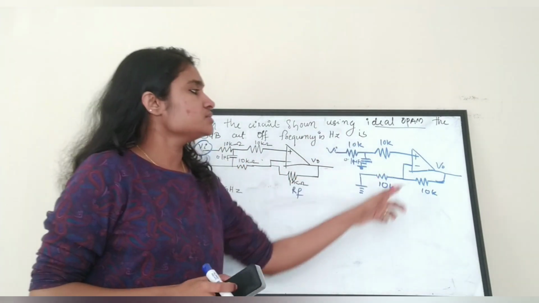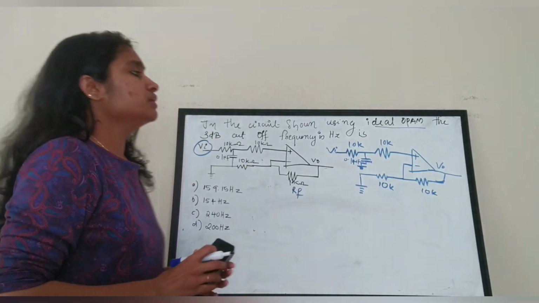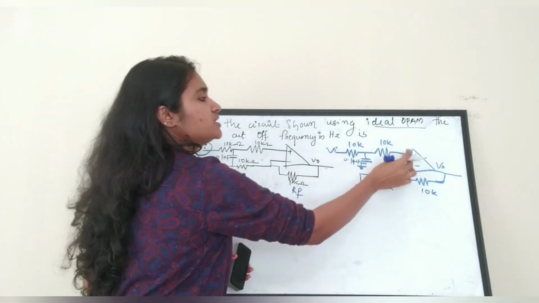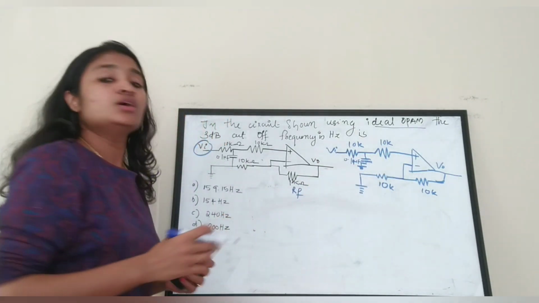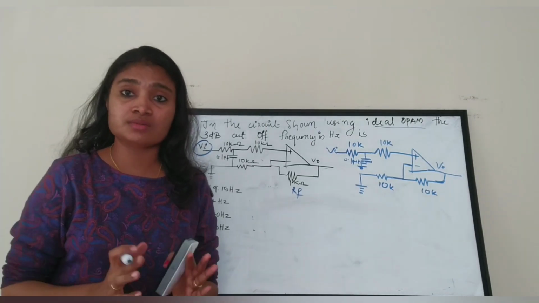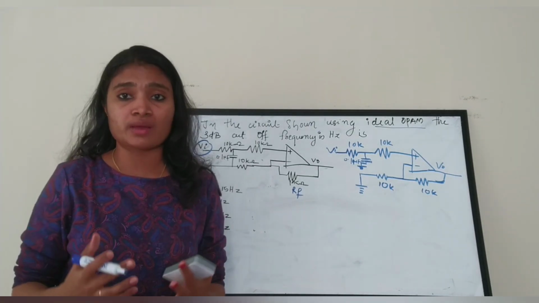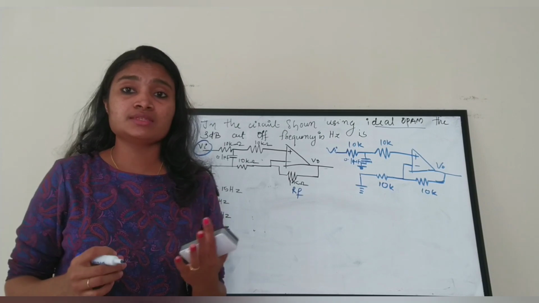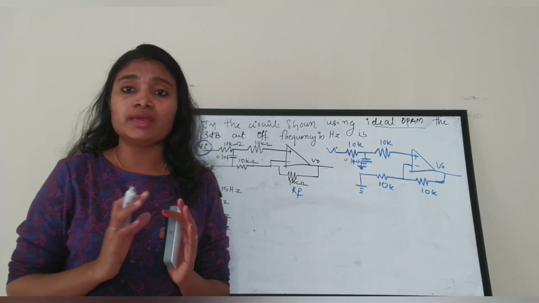Now if you see this, you can understand that the input is connected to which terminal? That is the positive terminal, or the non-inverting terminal. And in the case of an ideal op-amp, the ideal op-amp has a characteristic that it doesn't draw any input current.